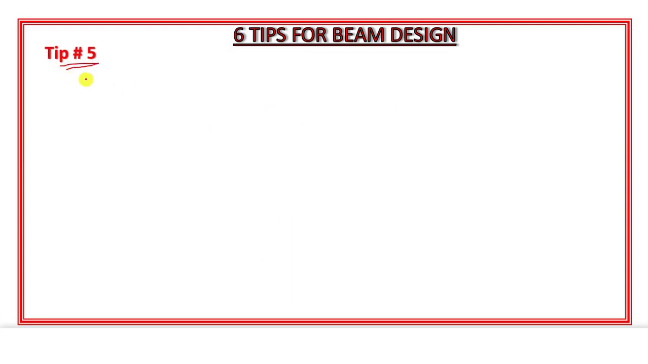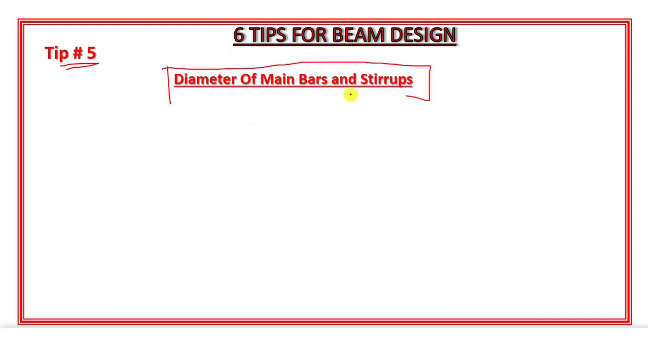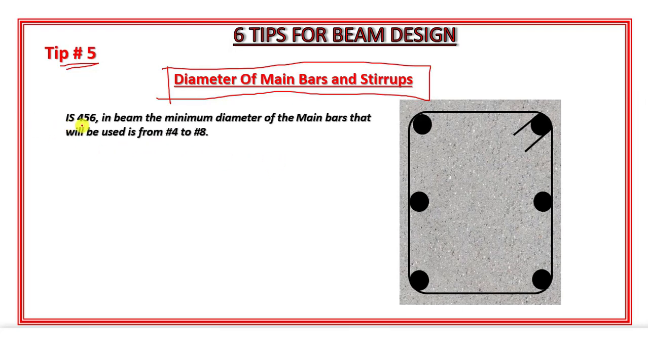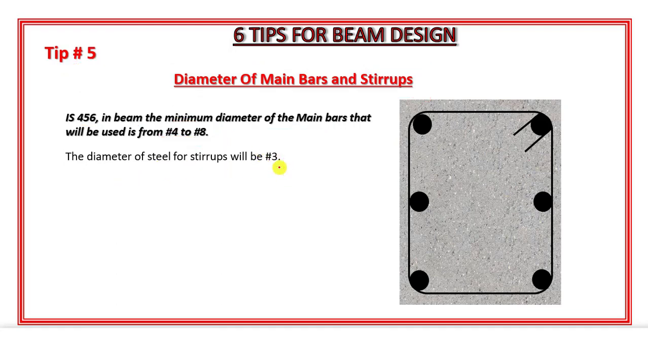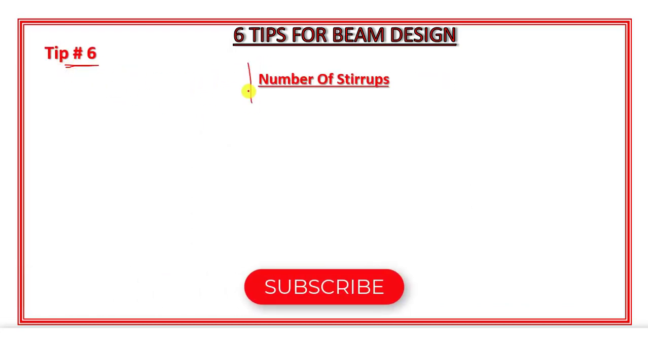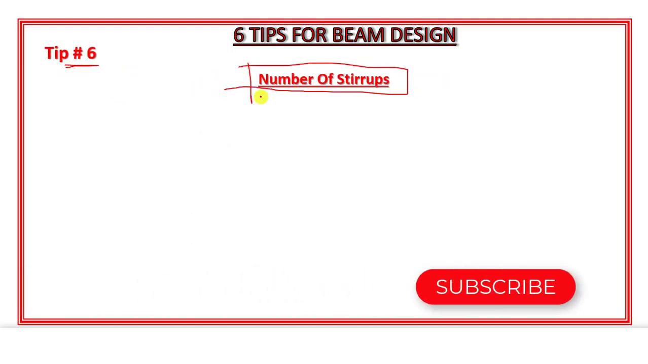Next is tip number 5. So in tip number 5, I will be talking about the diameter of the main reinforcement and stirrups. So as per IS 456, in beam the diameter of the steel bar that will be used is from number 4 to number 8, and the steel for stirrups will be number 3 diameter. Next is the tip number 6.